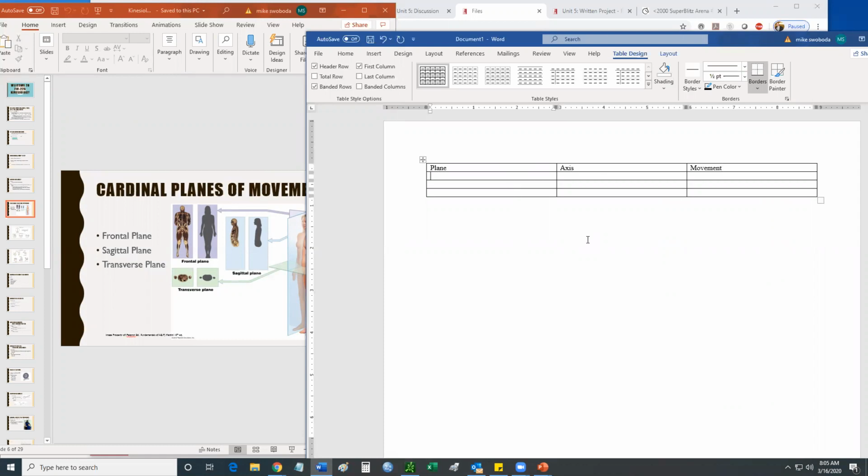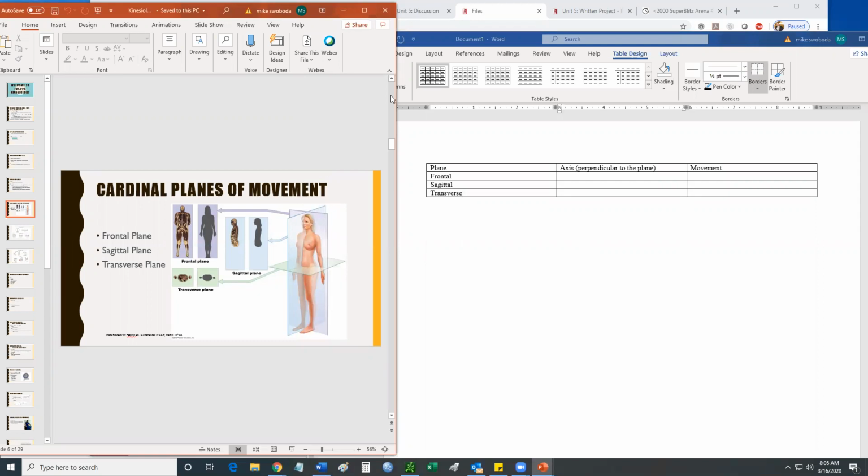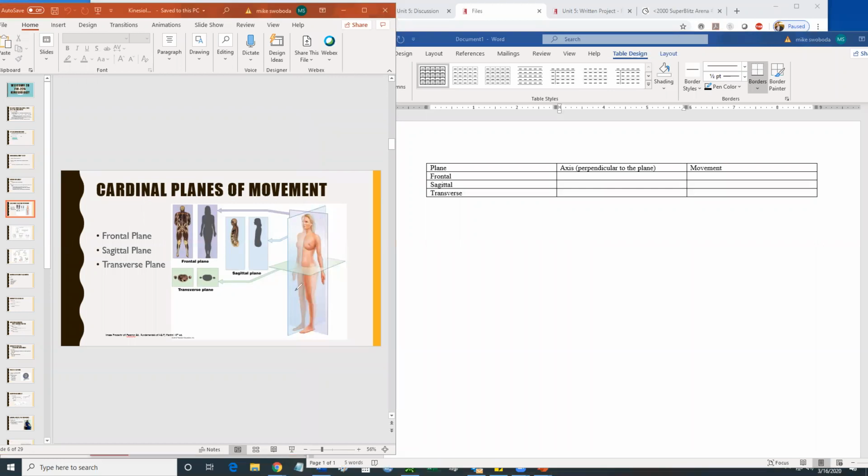Your three cardinal planes of movement, as the PowerPoint suggests, are frontal, sagittal, and transverse. Remember that your axis is always perpendicular, meaning it runs at a right angle to the plane. For the sagittal plane, perpendicular to that is going left and right, or medial-lateral. For the frontal plane, it's anterior-posterior. And for the transverse plane, it goes vertical. It's just making a right angle out of the plane.